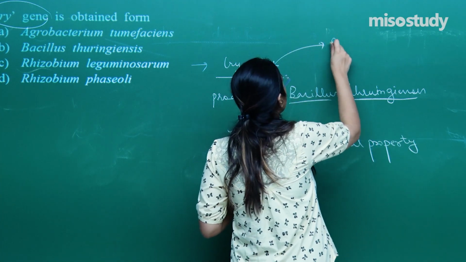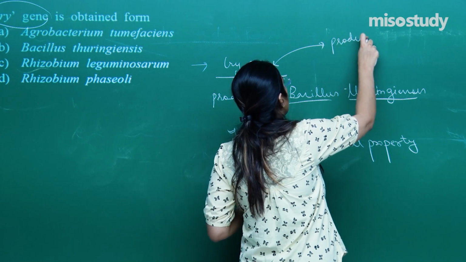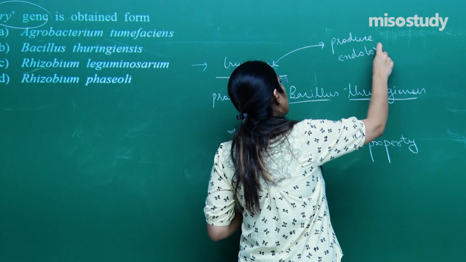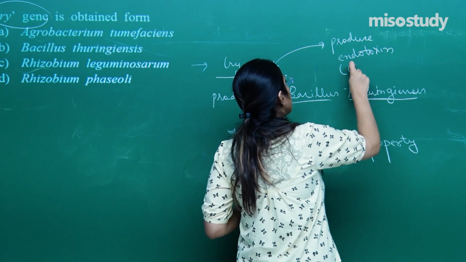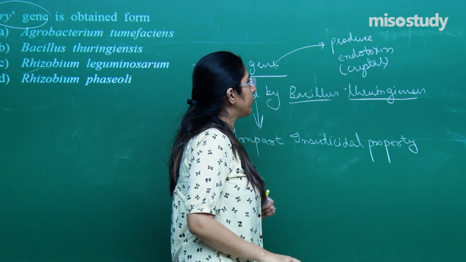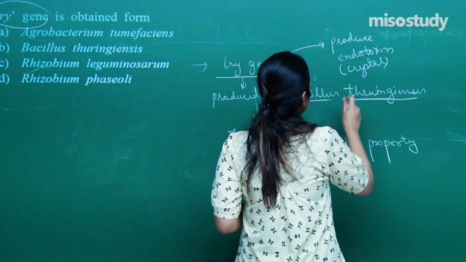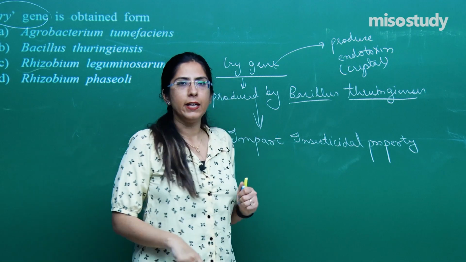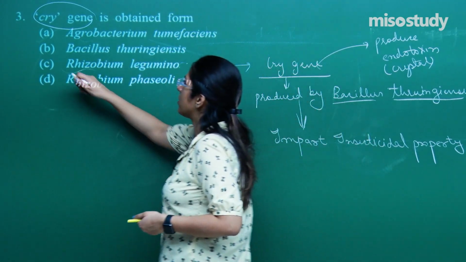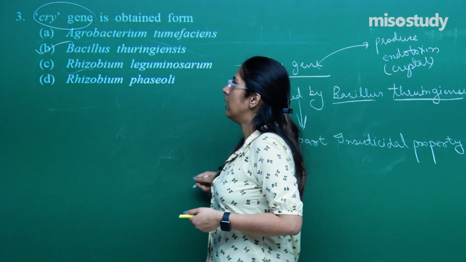This cry gene produces what? Endotoxin. They produce an endotoxin that is in the form of a crystal. So this you have to remember, that they are produced by Bacillus thuringiensis. Let us look at the options. The cry gene is obtained from Bacillus thuringiensis, so option B is correct.